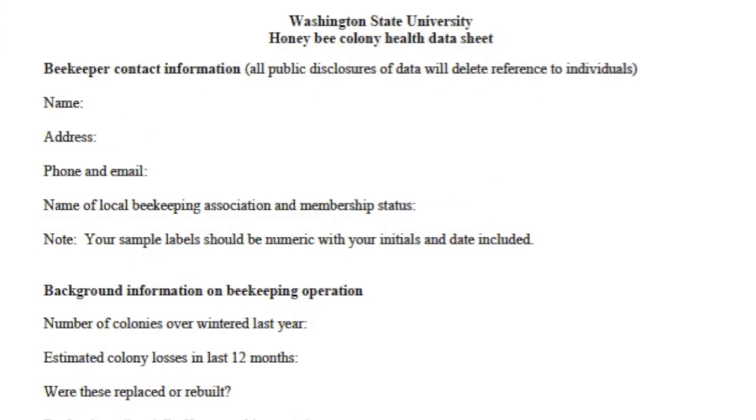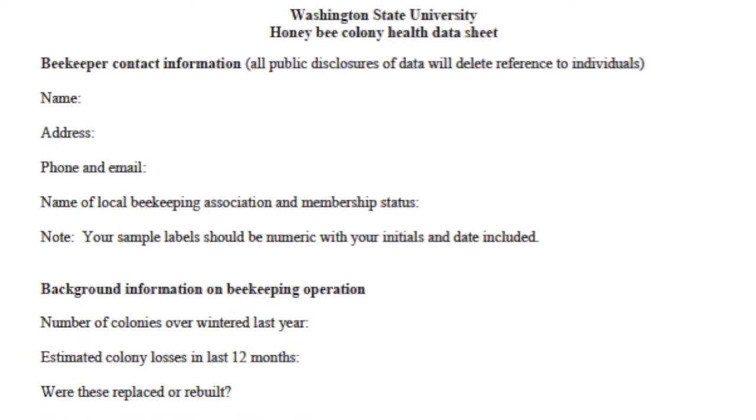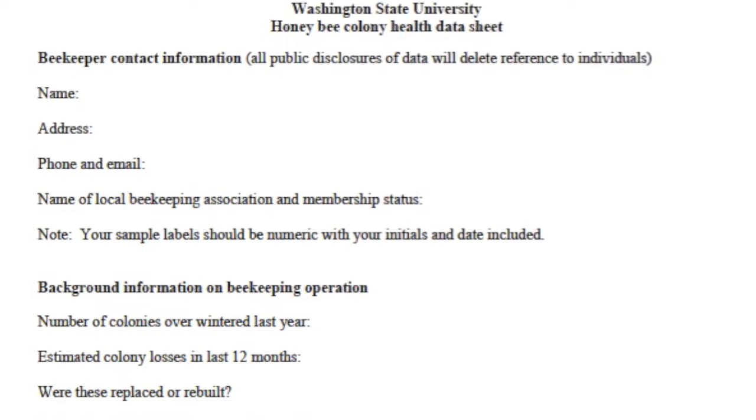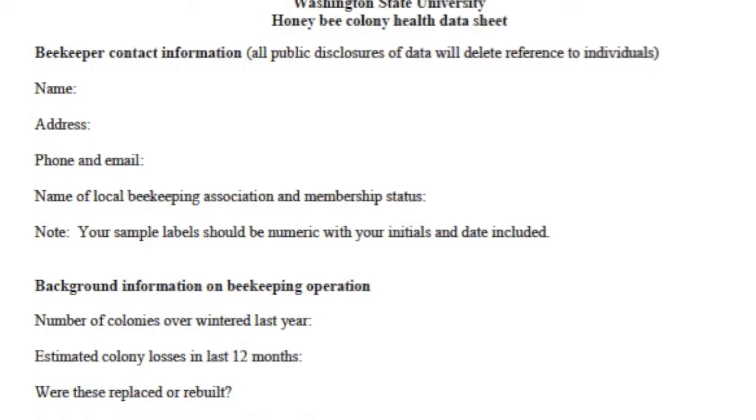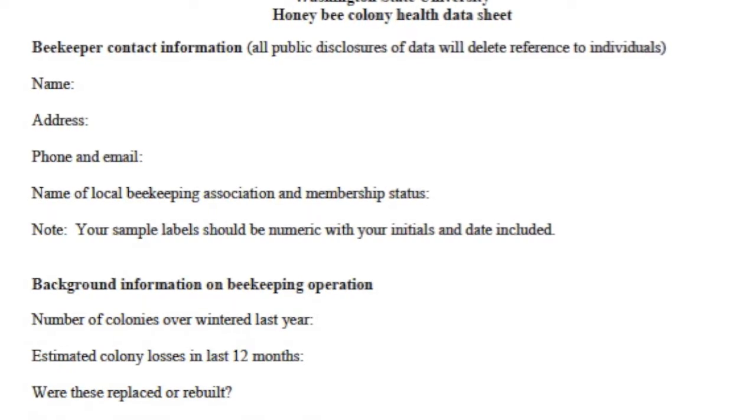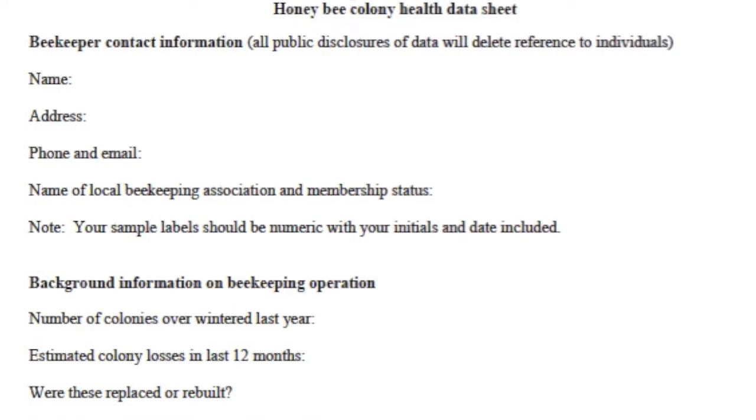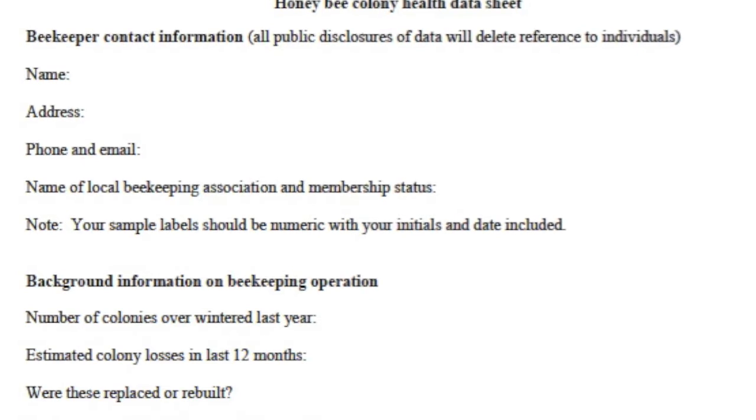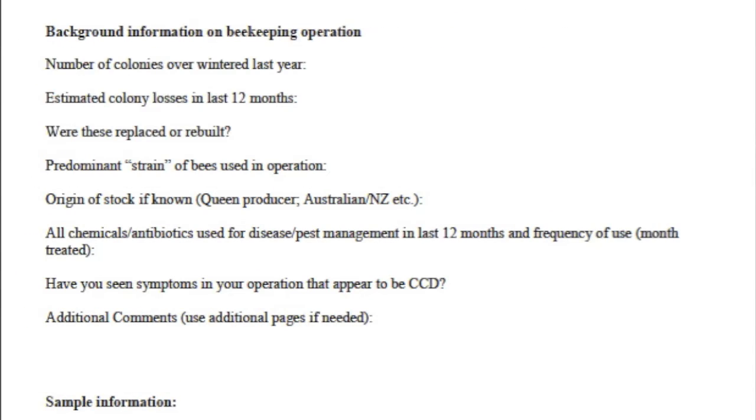So first, the demographic information is very important, which would be your name, your address, your phone number, and stick your email address on there if you have that available, because if you'd like me to submit your data that way, it may be a little bit easier for you. And then put down the name of your local beekeeping association.